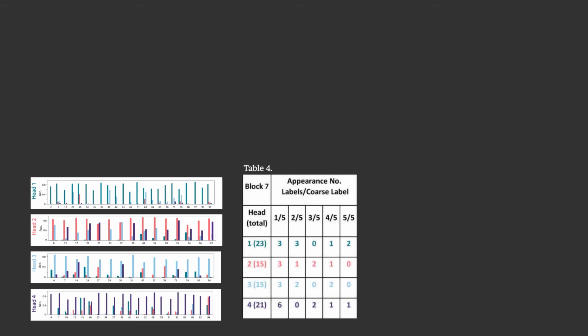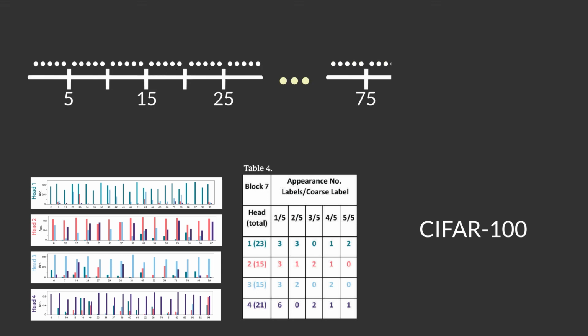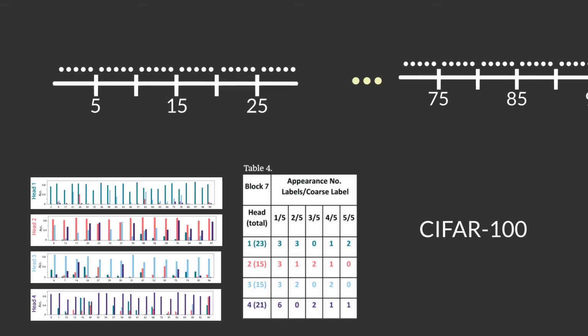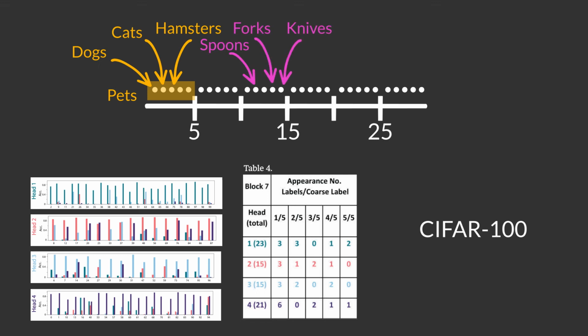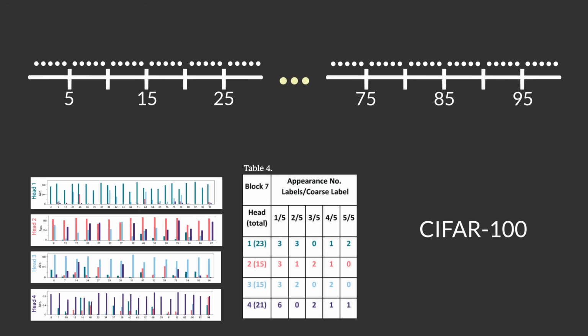To better understand the effectiveness of the mechanism, let's look at a rather interesting phenomenon that occurs pertaining to the information of the labels themselves. CIFAR-100 has 100 labels that are divided into 20 groups of 5. Every 5 labels belong to a coarse label that indicates a category group, such as dogs, cats, and hamsters belonging to the category of pets, and forks, knives, and spoons belonging to utensils. When we look at the labels belonging to a specific head, we see that an attempt at grouping labels together from the same coarse label is made by the head.